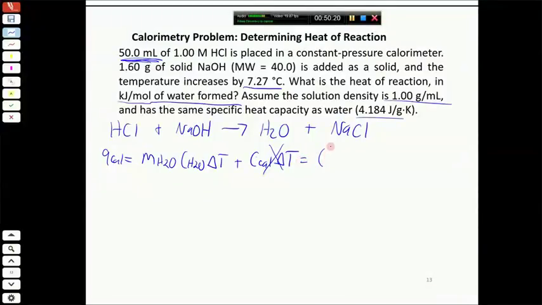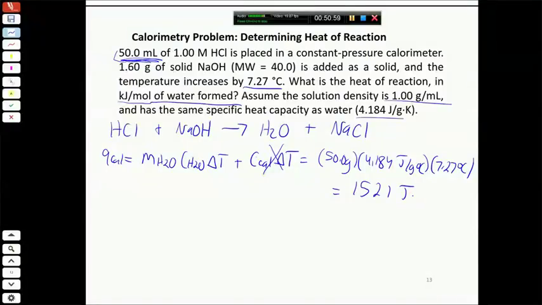And so the mass of water is, we have 50 milliliters, so that's going to again be 50 grams of water. Heat capacity is 4.184. And then delta T was 7.27. So this is Celsius, so I'll just keep this as Celsius. So we calculated heat of 1,521 joules. So that's how much heat is absorbed by the calorimeter when we mix together 50 milliliters of 1 molar HCl with 1.6 grams of NaOH.